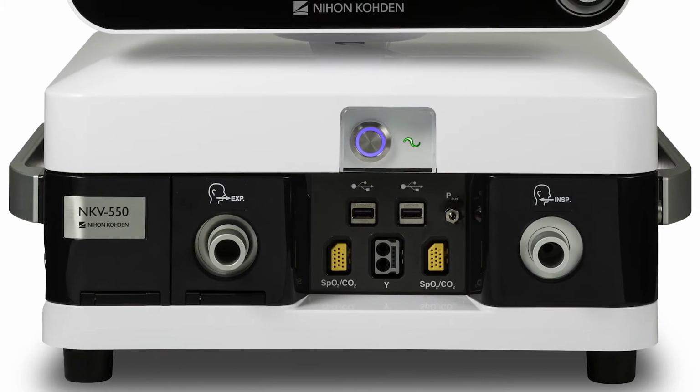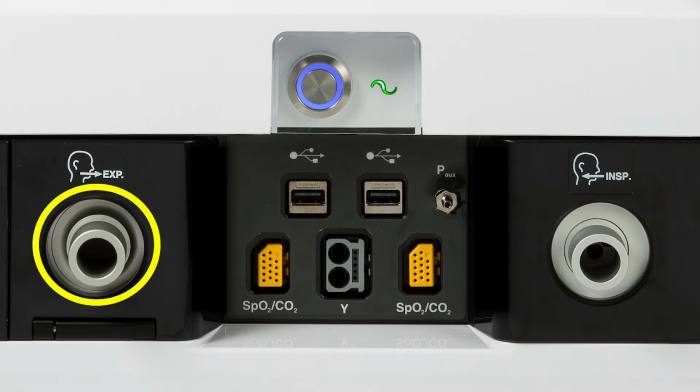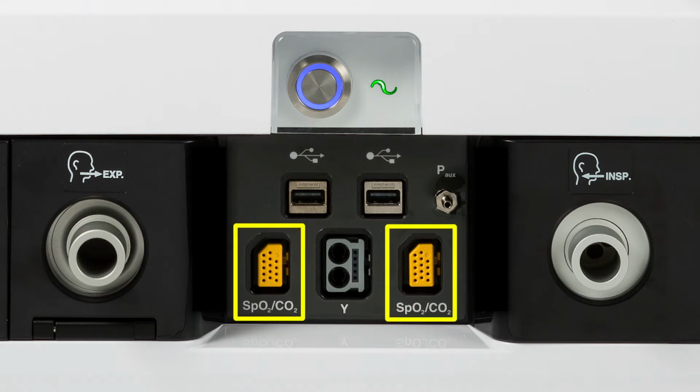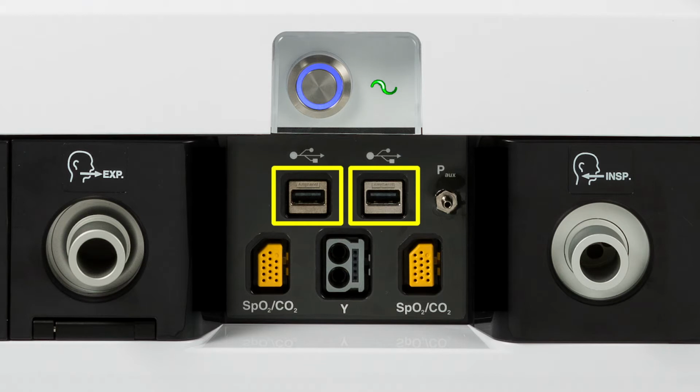On the front of the breath delivery unit is the inspiratory port, the expiratory port, the power on-off button, AC power indicator, two connectors for the Nihon Kohden CO2 and SpO2 sensors, the neonatal on-airway flow sensor, the auxiliary pressure sensor port, and two USB ports that are used for powering the Aerogen nebulizer, downloading of data such as event logs, trends, or screenshots, and also for upgrading software.